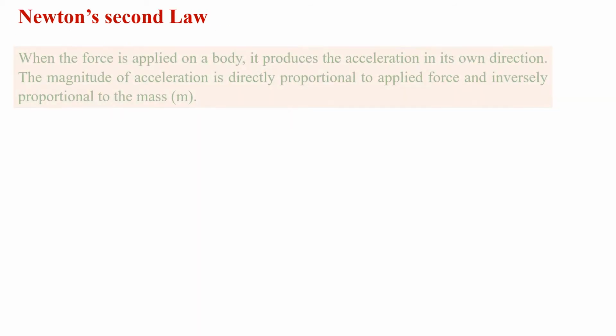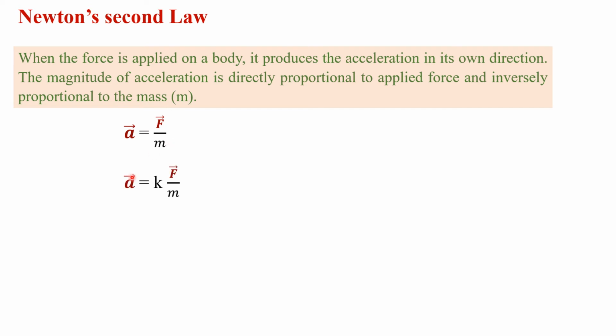Newton's second law of motion statement: when a force is applied on a body, it produces acceleration in its own direction. The magnitude of acceleration is directly proportional to the applied force and inversely proportional to the mass. This can be represented with the help of the equation a = F/m. For an object having mass m, when we apply force F, the object gets acceleration in the direction of this force, and it is a = F/m.